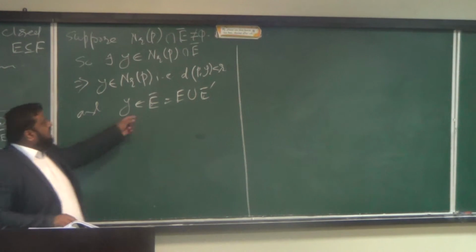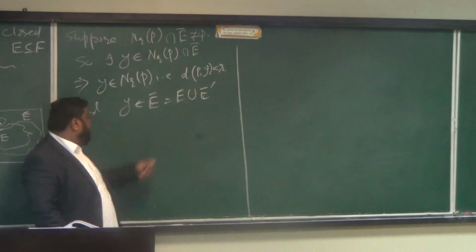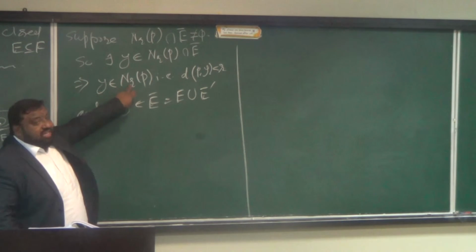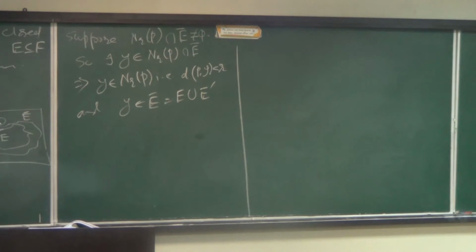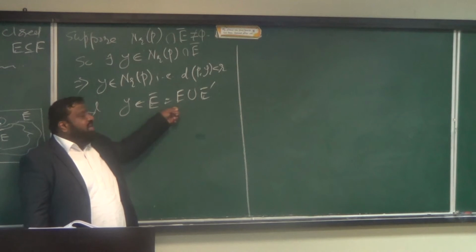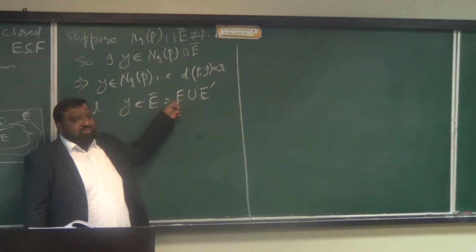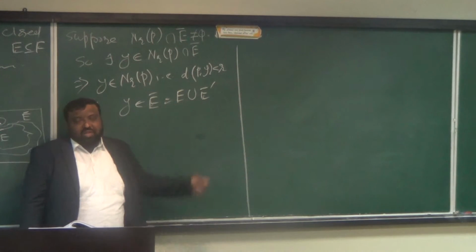So if Y is in E, why is it troublemaking? Because Y is here also. But we just said that they don't have anything in common. So how can you have something which is common in both if they're disjoint? That's one possibility. So Y is in closure; it may be in E, or it may be in E prime. If it is in E prime, what is the trouble?